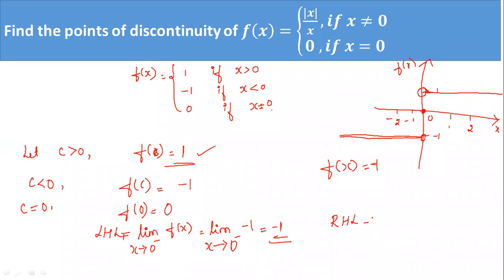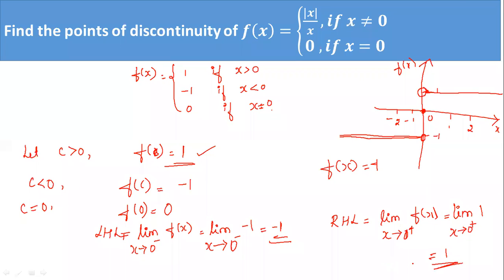So what do we get as the RHL? Approaching from the right means x values greater than 0, so f of x is 1. The limit as x tends to 0 from the right is 1. Is the left hand limit equal to the right hand limit, students?